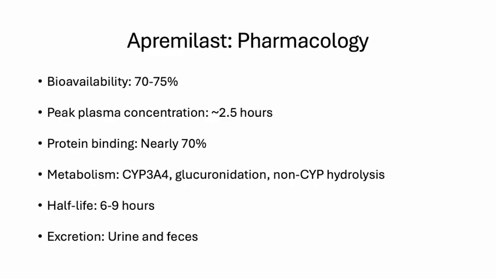Let's look at the pharmacology of Apremilast. When taken orally, it has a bioavailability of 70 to 75%, reaching peak plasma concentrations in about 2.5 hours. Nearly 70% of the drug binds to plasma proteins. Apremilast is primarily metabolized by the CYP3A4 enzyme, followed by glucuronidation and non-CYP-mediated hydrolysis. It has a terminal elimination half-life of 6 to 9 hours and is excreted in both urine and feces. This pharmacokinetic profile allows for convenient twice-daily dosing.